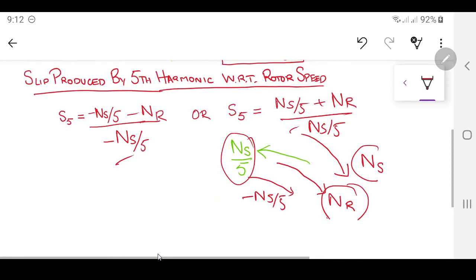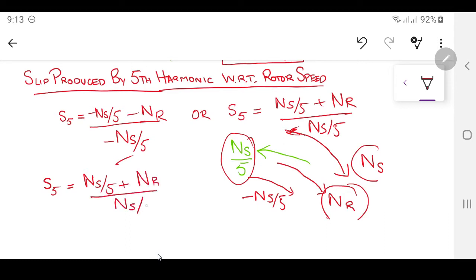So I can use any of these equations. I'll just write it down again for brevity. You can write down the second equation or the first one. They both are the same because here everything is negative, here everything is positive. This is not negative or something, I just wrote the tick mark over here. So this is Ns by 5 plus Nr divided by Ns by 5.